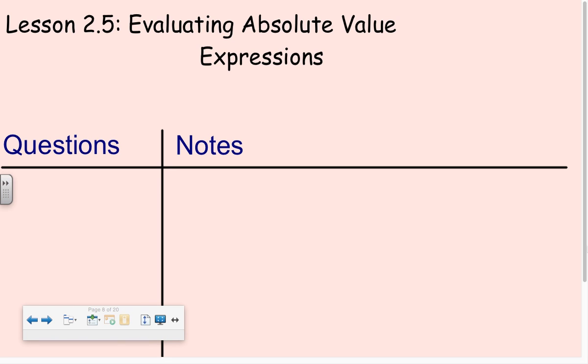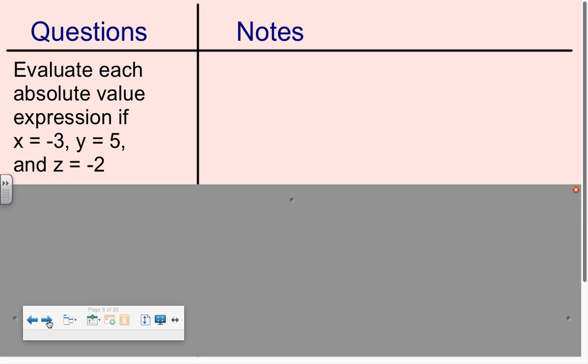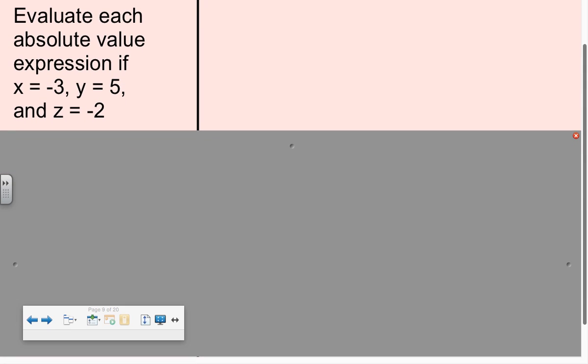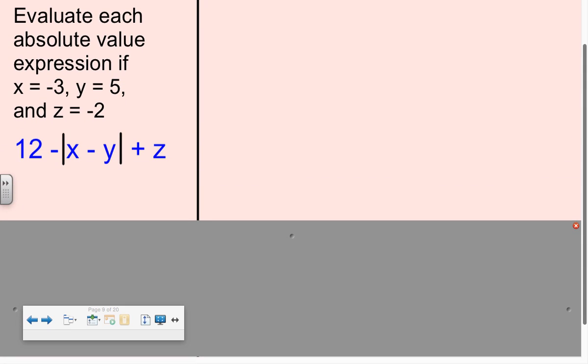Lesson 2.5, Evaluating Absolute Value Expressions. Evaluate each absolute value expression if x equals -3, y equals 5, and z equals -2. So we are going to be replacing variables with the numbers given and then solving the expression.